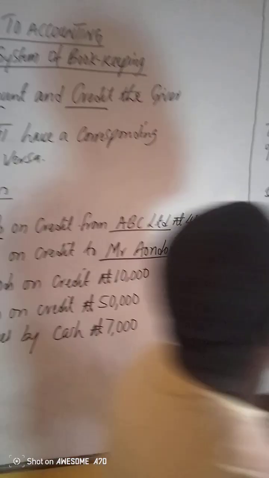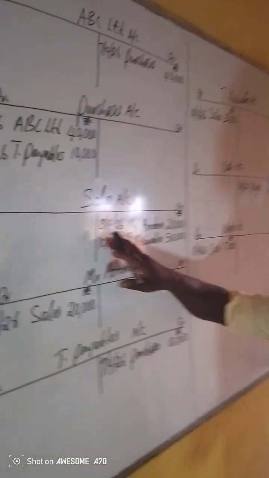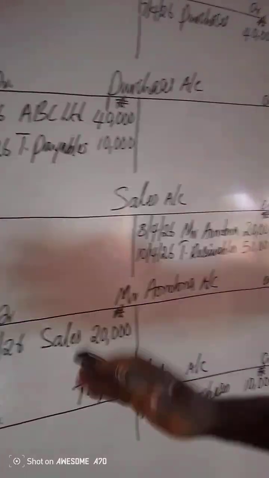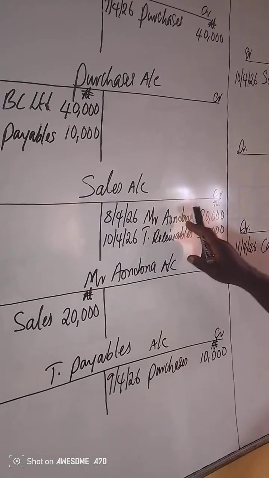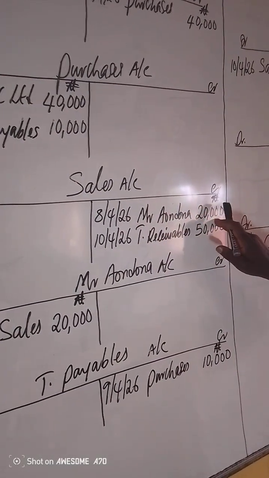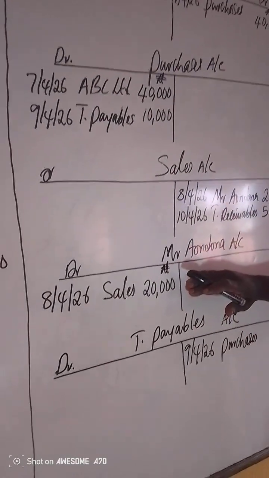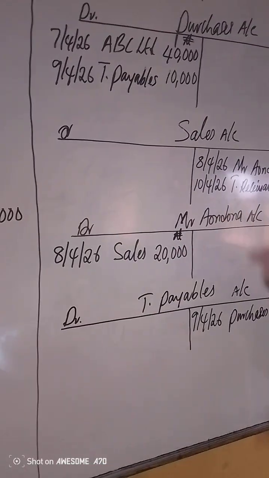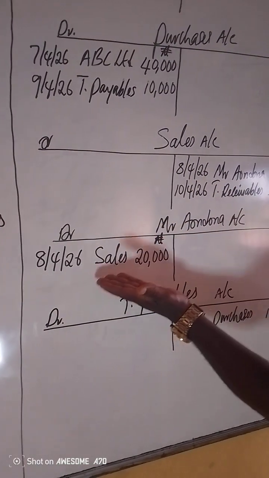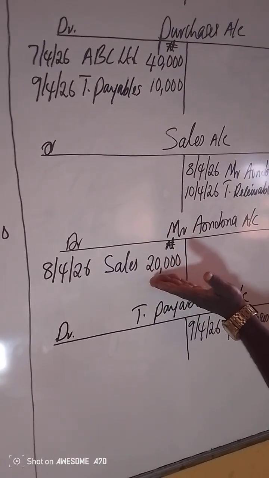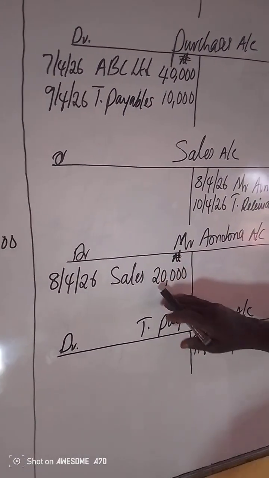Let's look at how it is posted. You always start with the giver account. The giver account is sales. I will say that sales is giving to Mr. Onduna, and the value of the sales is 20,000. You then open Mr. Onduna's account, which is the receiver account. Mr. Onduna is receiving sales from the business worth 20,000. Mind you, Mr. Onduna is like a trade receivable, a debtor to the business. We are coming to that. I will explain better in the next illustration.